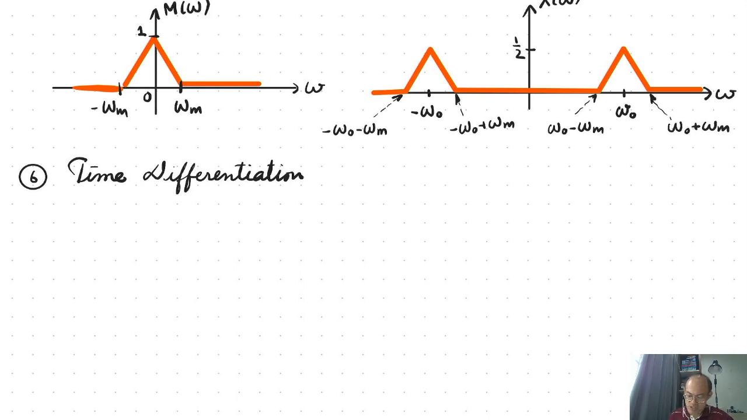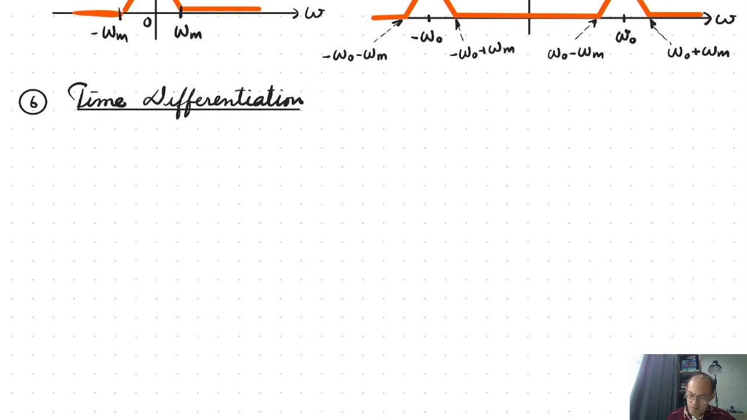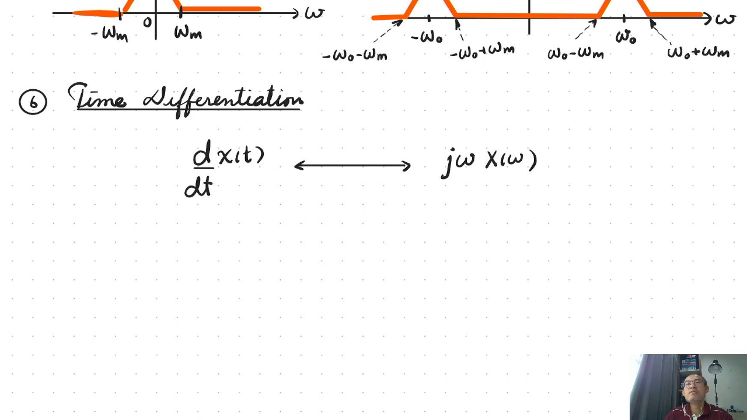Okay. Time differentiation. Now, the time differentiation property goes like this. If you take a first derivative of the signal x with respect to time, and we take the Fourier transform of the result of the derivative, then the Fourier transform of the derivative would be just to multiply the spectrum of x by j omega. Okay, this is time differentiation. Very easy.